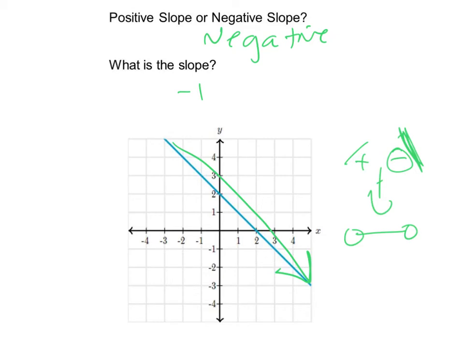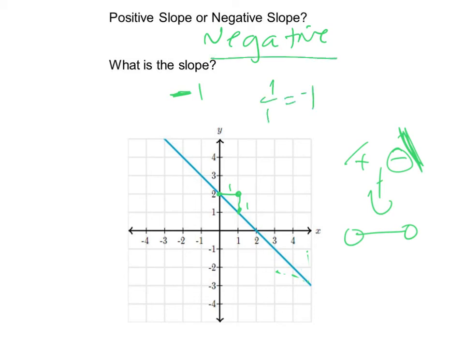What is the slope? I already know it's negative, so I can put that there. I'm deleting that. Takes forever to erase. All right, so my rise is 1, my run is 1. So 1 over 1 equals 1.